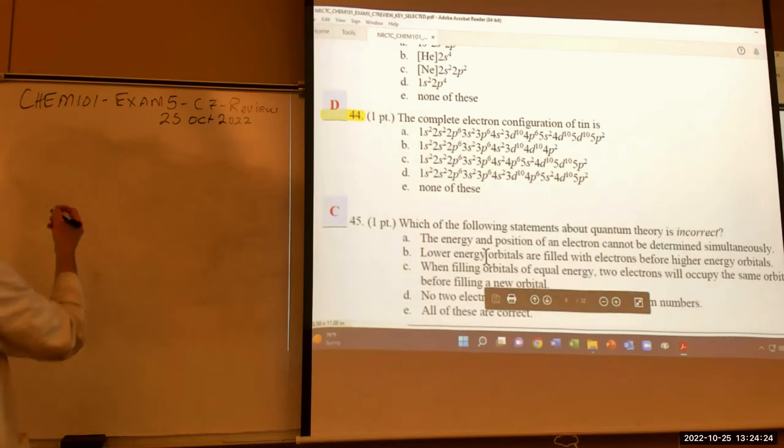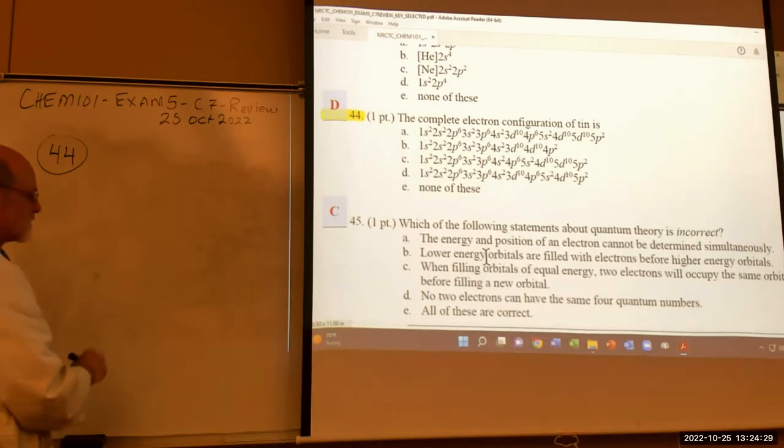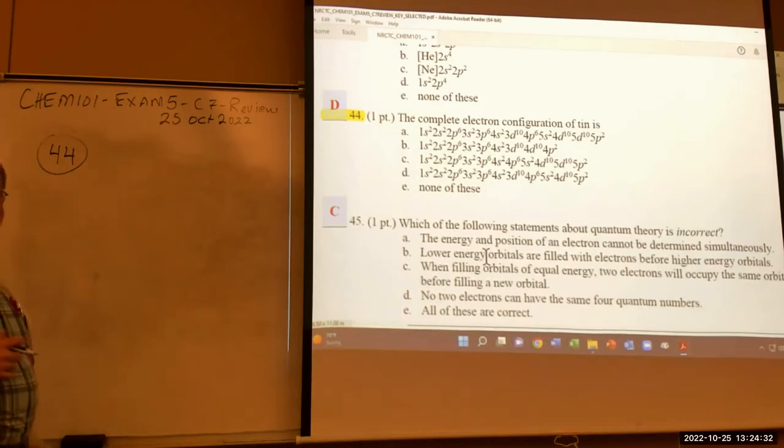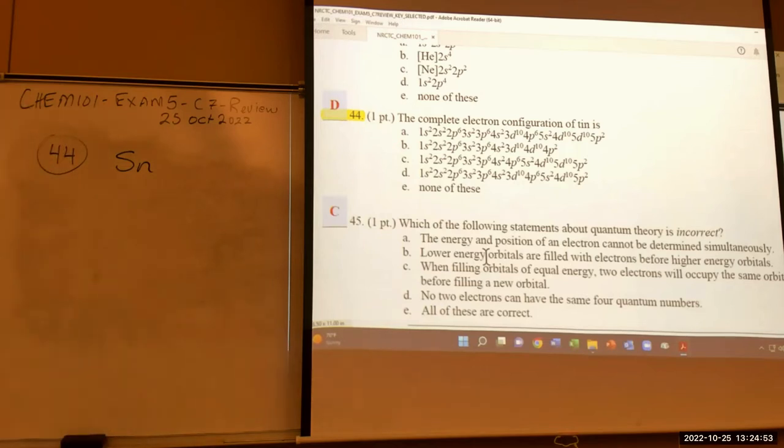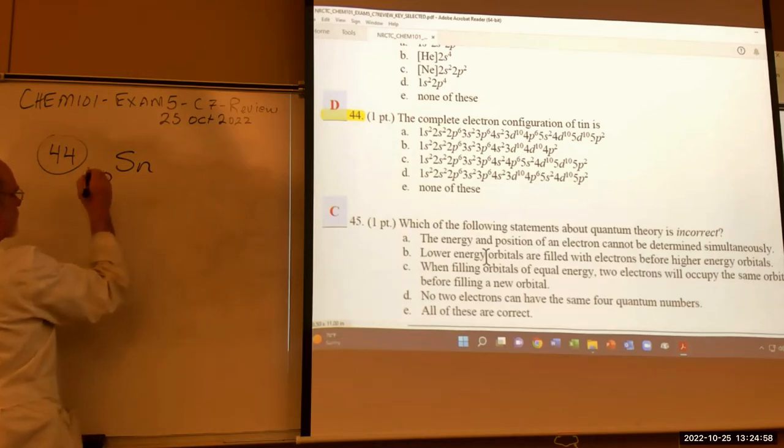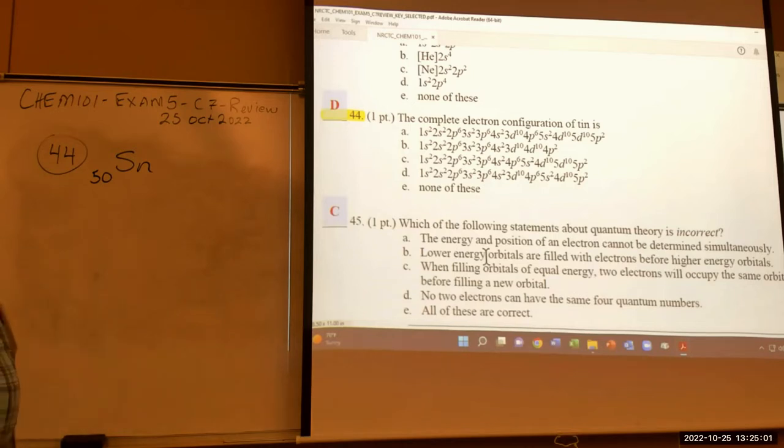Okay. Let's see, 44. We're going to get to write an electronic configuration for Sn. What's the symbol for Sn? It's one of those Latin funky ones. Stannum. Sn is stannum. Now you need to go to your periodic table and say, all right, how many electrons does the neutral atom have? Well, let's see. Sn has 50 protons, 50 electrons in the neutral atom. So looks like we got to write the whole thing out.